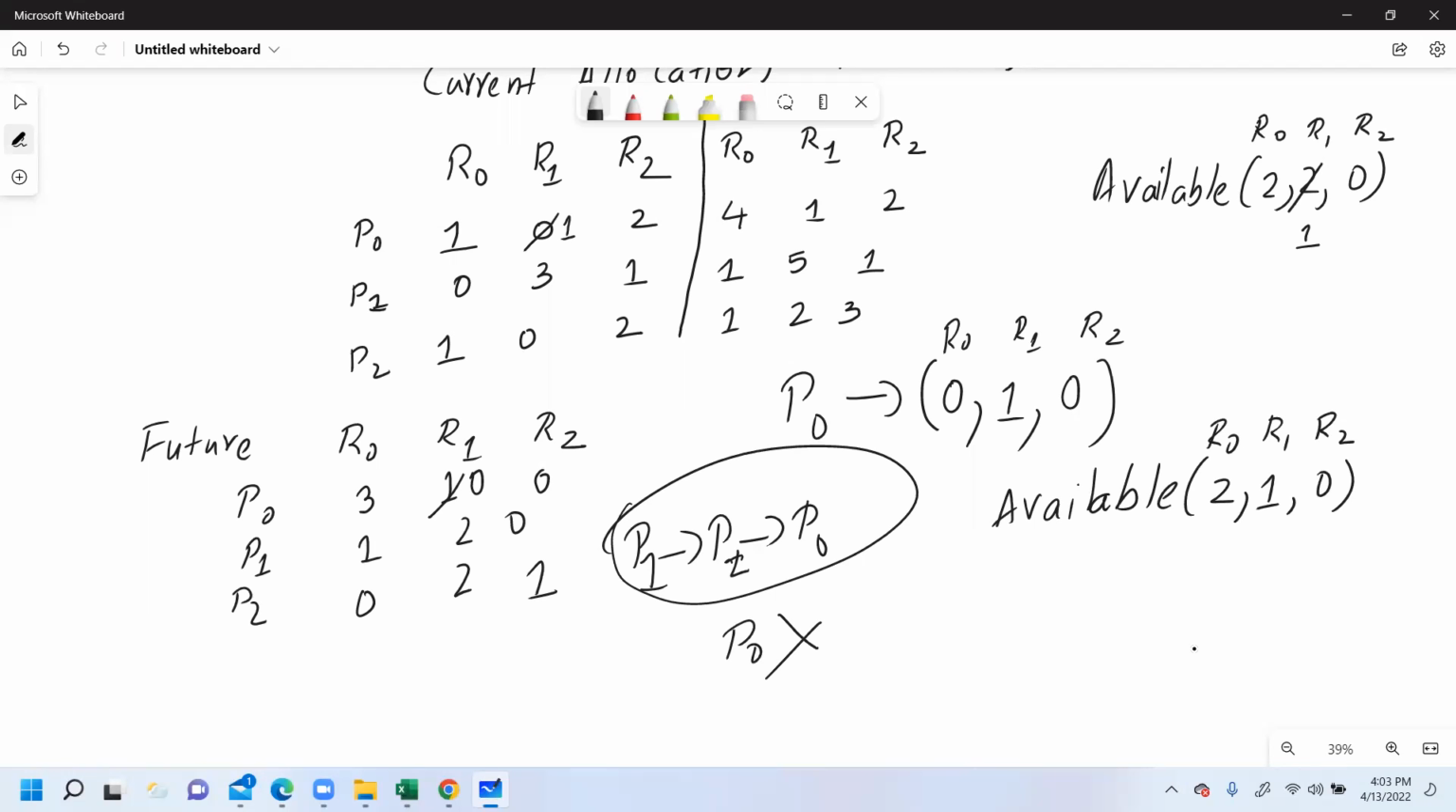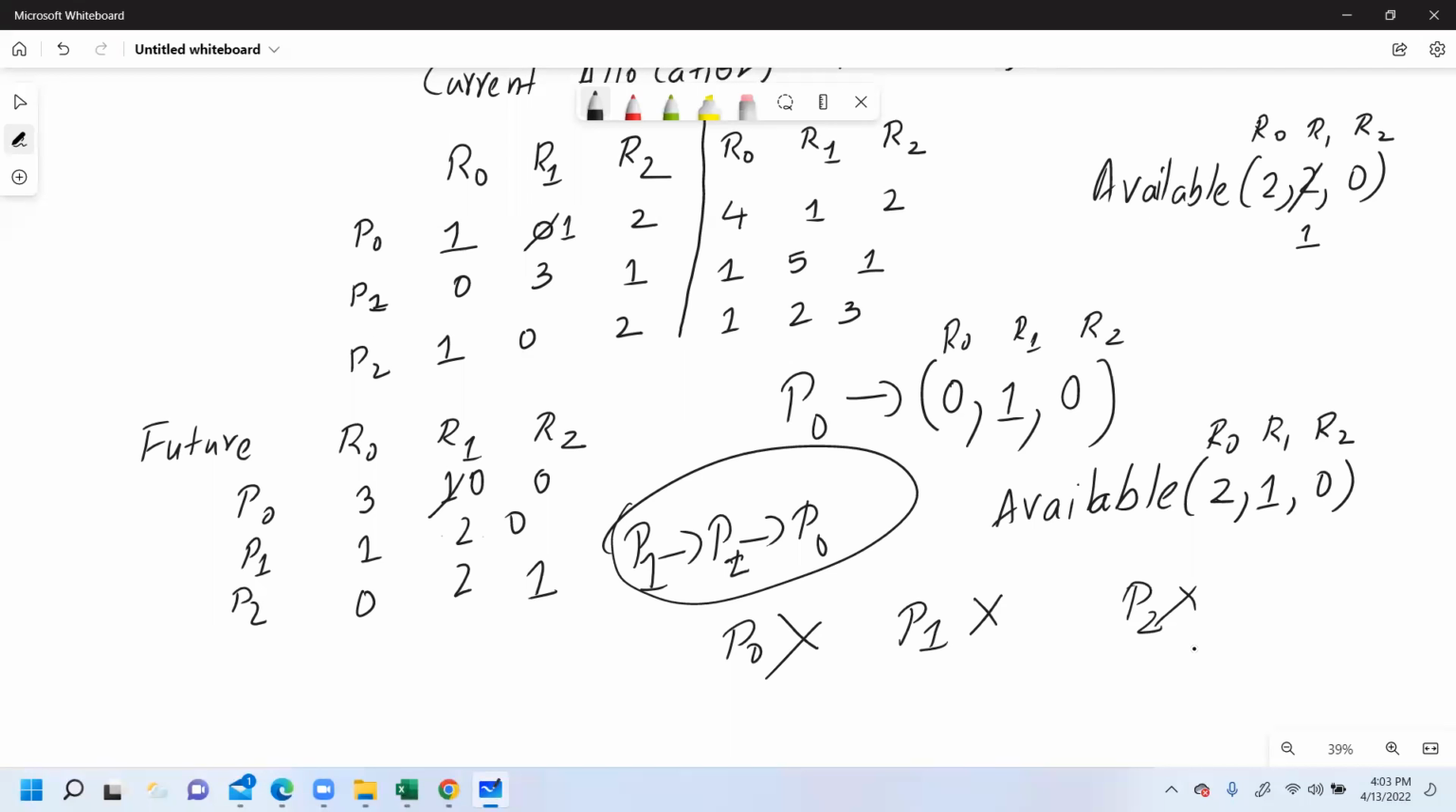How about P1? Can we try P1? P1 needs 1, 2, 1, 0. Definitely P1 cannot be satisfied because it needs 2 units of R0. Is that right? So P1 also cannot be done. How about P2? P2 is requesting 0, and 2 units of R1 and 1 unit of R2. So P2's request also cannot be granted.